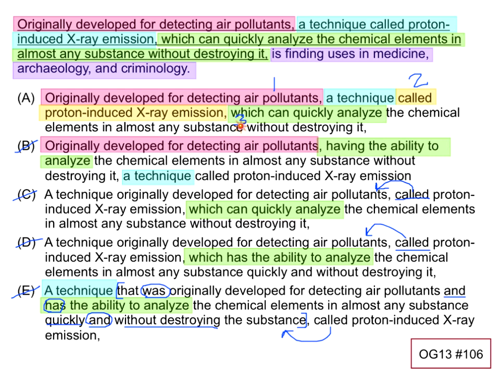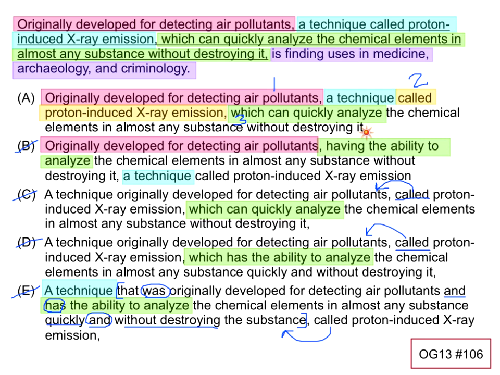Okay, I'm just scrolling back up to see whether I missed other questions. Someone's asking, isn't destroying it confusing? So what they're saying here is, it is referring back to substance. So this technique can analyze the elements in a substance without destroying that substance. And that is okay. There isn't anything actually wrong with that. So it is actually okay.